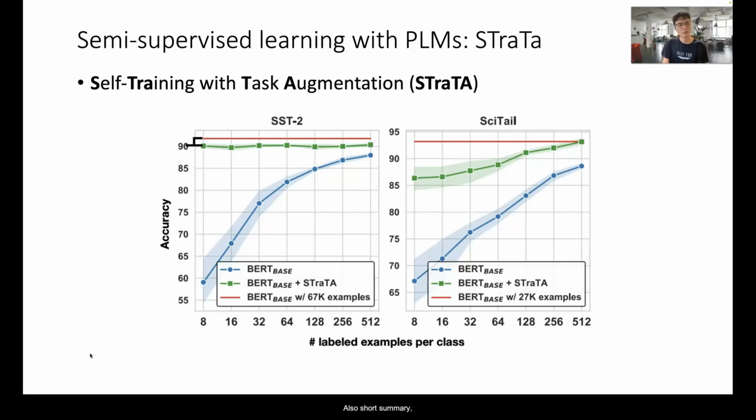As a short summary, when the unlabeled data are available, using those unlabeled data wisely can significantly improve the performance of the target dataset.